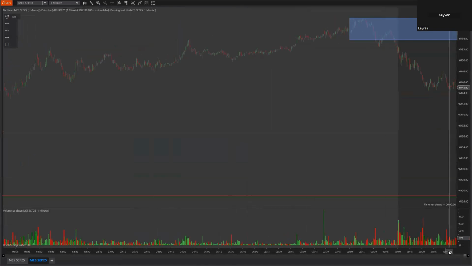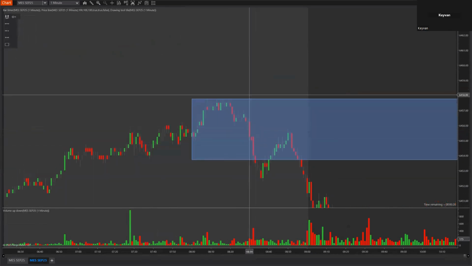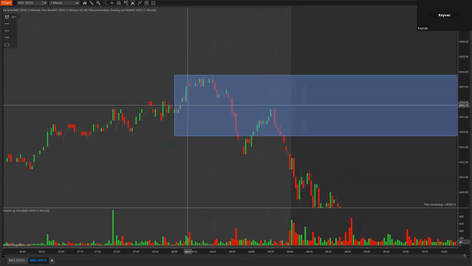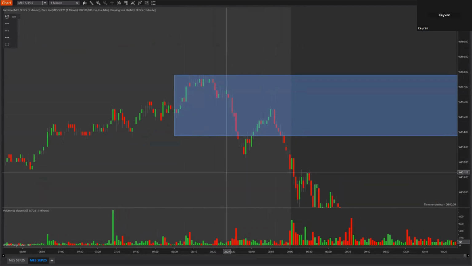And as you can see, when we zoom in on this level, we can see there was quite some consolidation here. I wouldn't say it's a perfect scenario. I will show you other zones that I remember from today's session that had a lot of consolidation before the actual move happened.